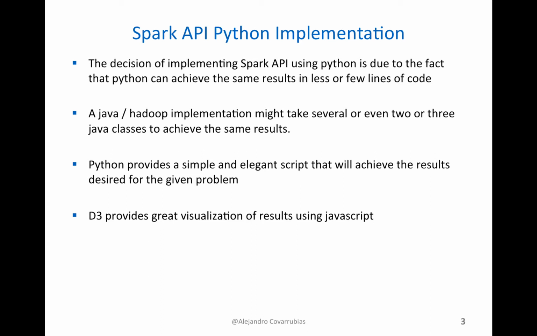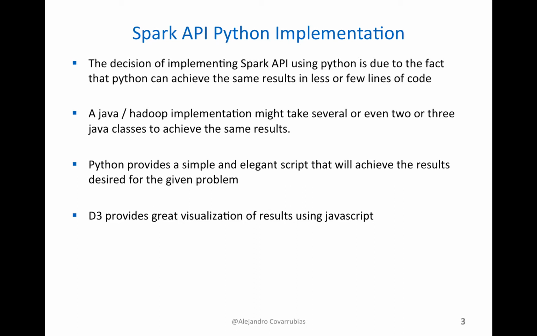And you have Android, which is based in Java and XML, for example. Such a thing cannot be done with Python right now. But I think in order to parse data, Python is really good for that. And as I mentioned here, for example, a Java Hadoop implementation might take several or even 2 or 3 Java classes just to achieve the same results that I can achieve with Python for this particular problem, for just parsing through data, through CSV files and through JSON files.